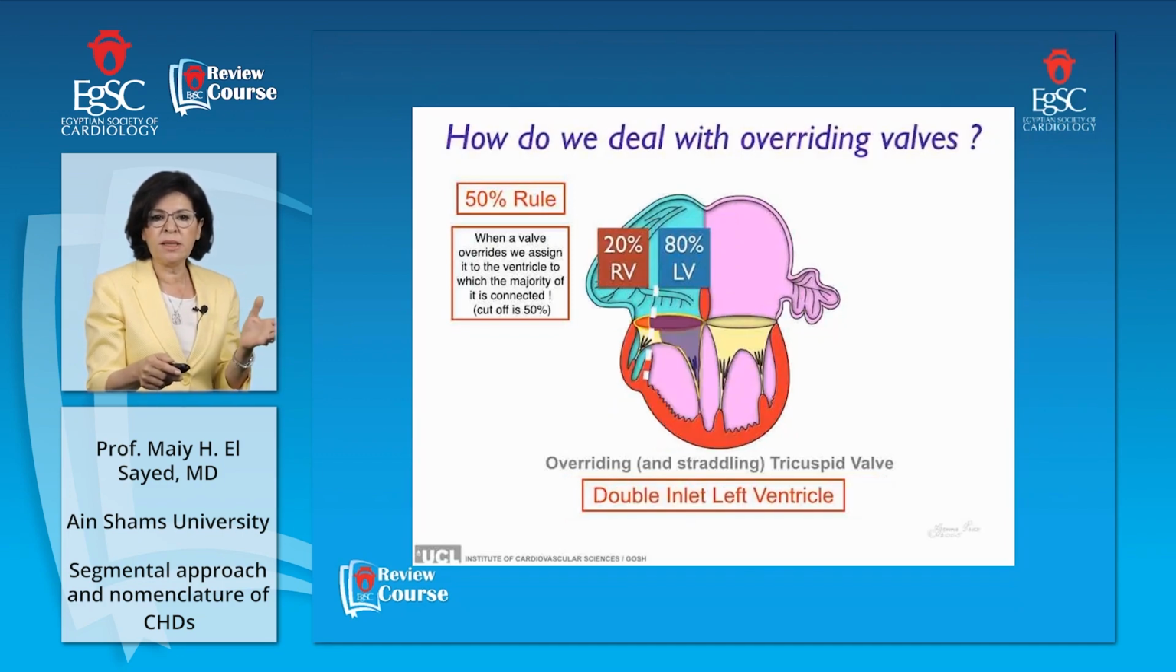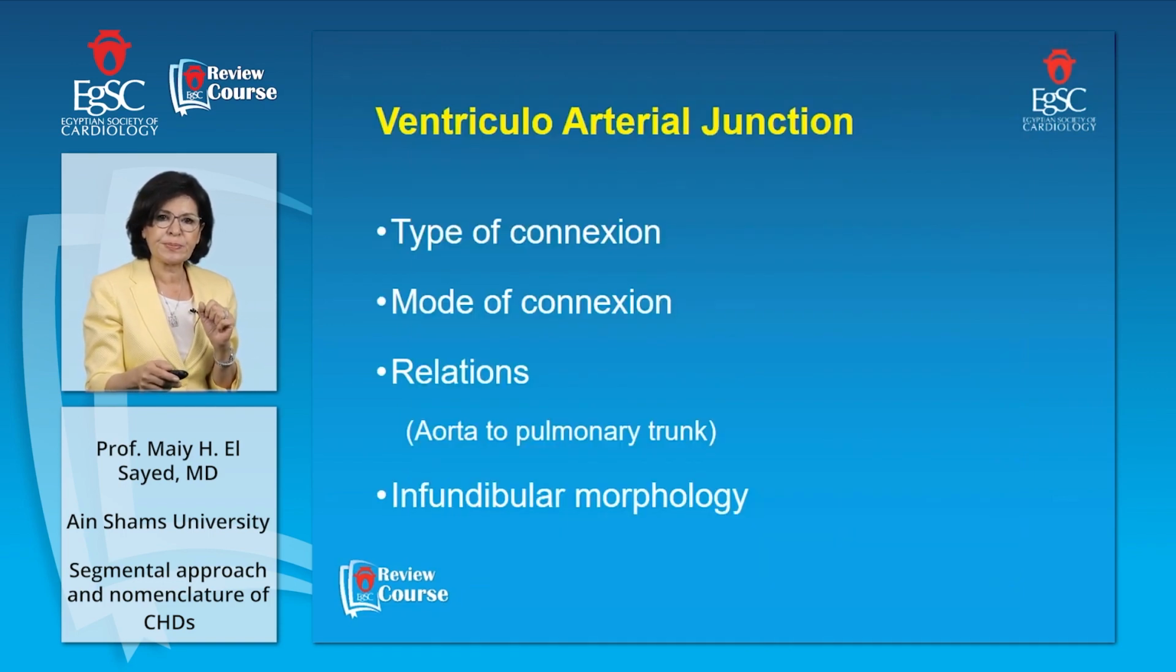But if your overriding is more than 50%, it's going more to the left ventricle, as in this example, where there is 80% of the valve annulus in the left ventricle, and 20% of the annulus is in the right ventricle with a small rudimentary right ventricle, then we call it a double inlet left ventricle. So this is how we deal with them with the 50% rule.